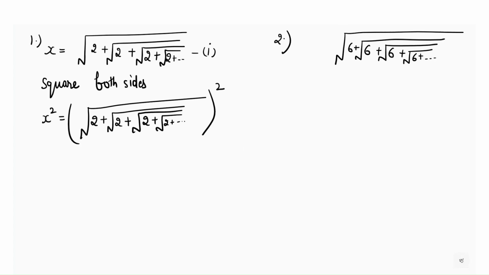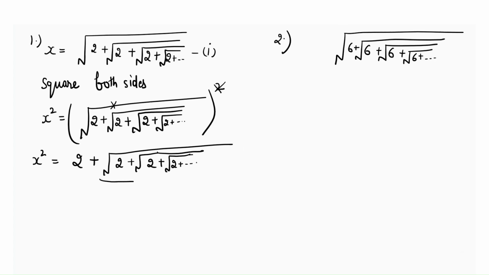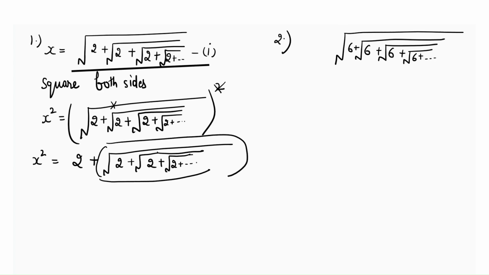So what will happen? The square root of the first 2 will cancel with the square which we have written outside the bracket. So we will get x squared is equal to 2 plus, and then everything will remain the same as we have in equation number 1. Now if you see this one and this one, it's the same. So in place of this, what can I write from equation number 1? I can write x. So let's take this equation as equation number 2.